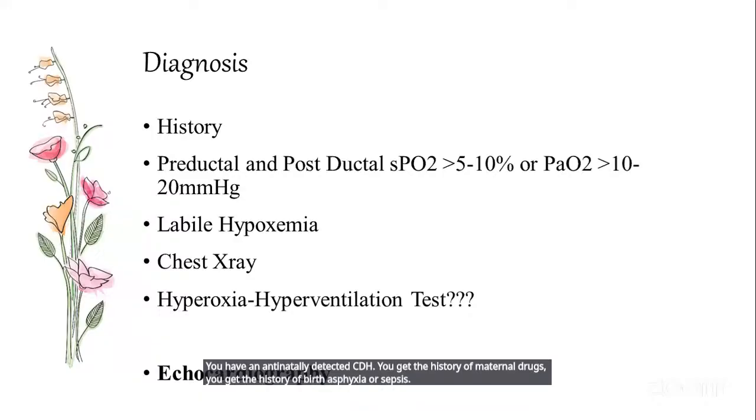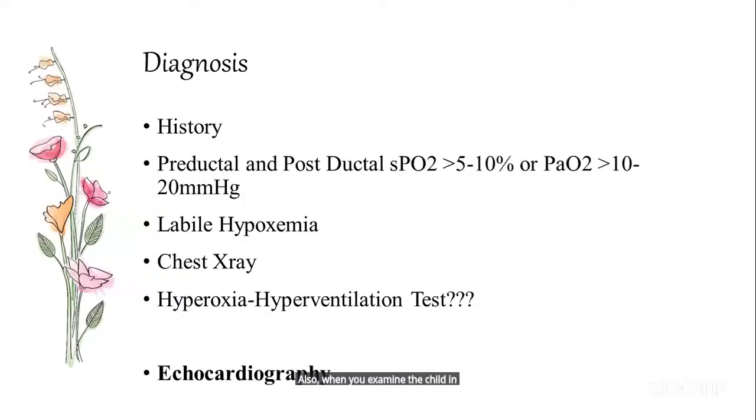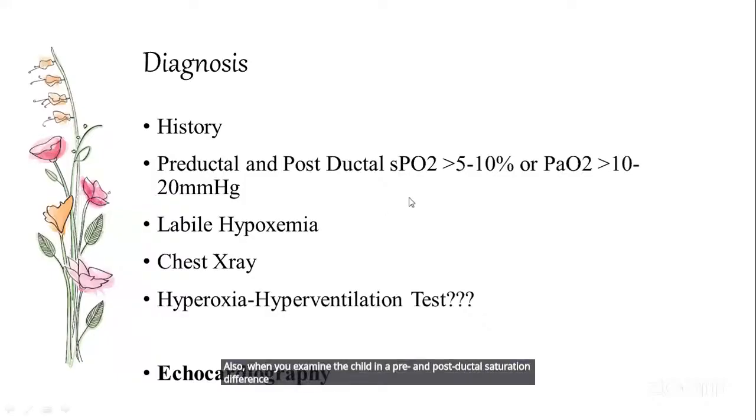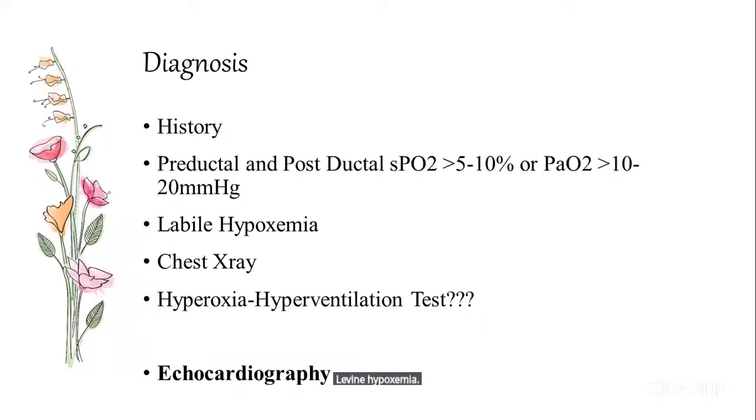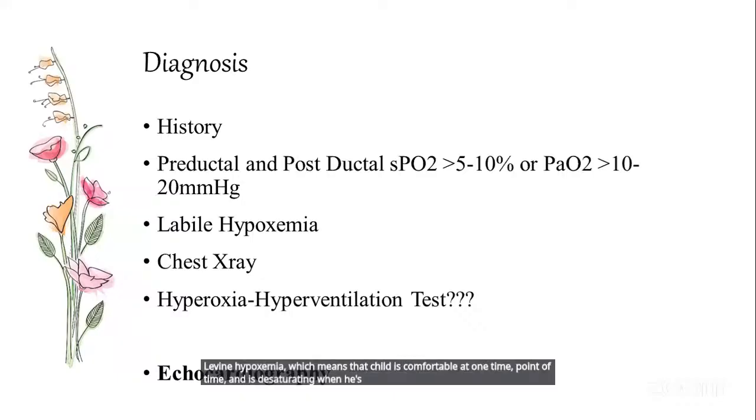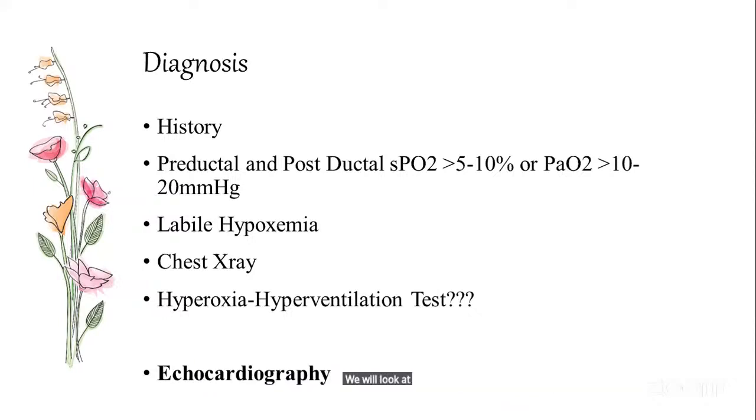Also, when you examine the child, you have a pre- and post-ductal saturation difference of more than 5 to 10% and a PaO2 difference of 10 to 20 mmHg between pre-ductal and post-ductal. Labile hypoxemia, which means that the child is comfortable at one point of time and is desaturating when he's crying or being disturbed. We will look at chest X-rays, which will help us in delineating the underlying cause.